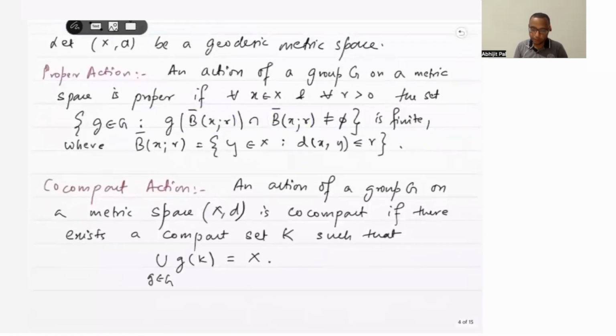And what is the definition of co-compact action? This we have already seen. An action of a group G on a metric space X is said to be co-compact if there exists a compact set K such that the union of the translates of K is equal to X. So the union of gK, where g belongs to G, is equal to X.